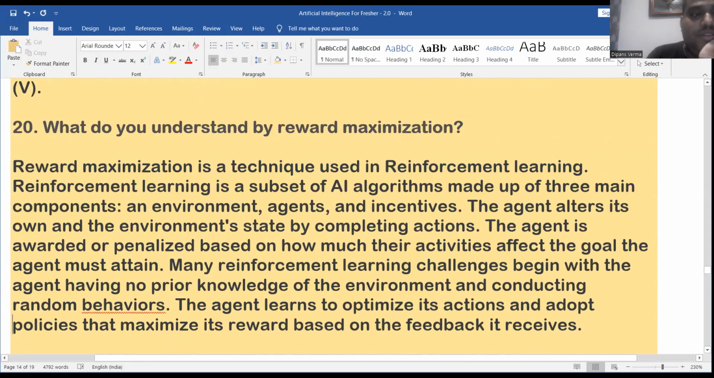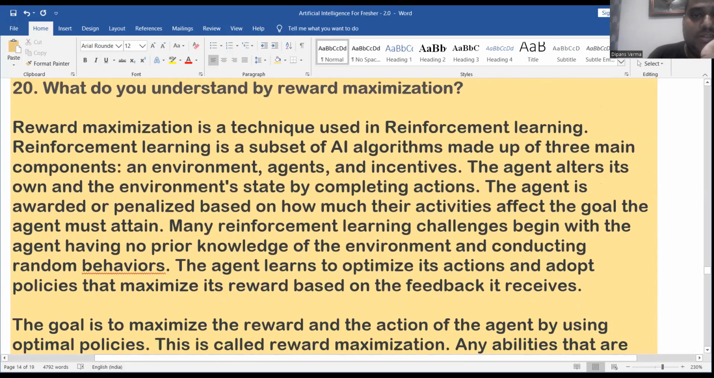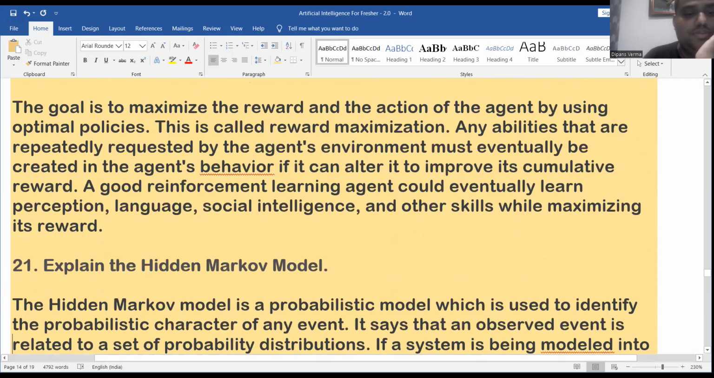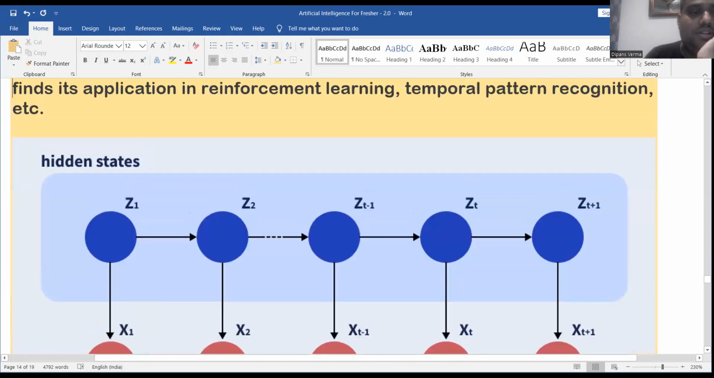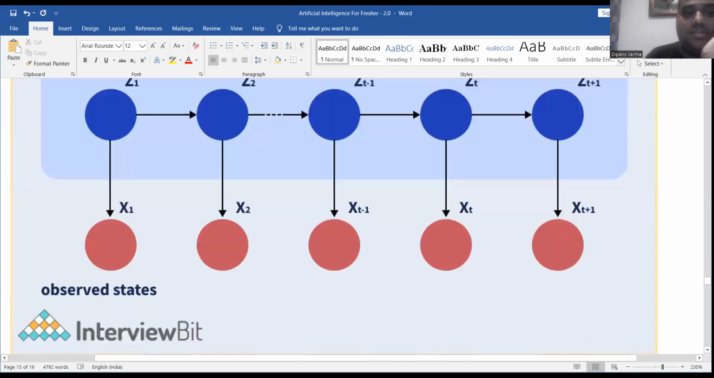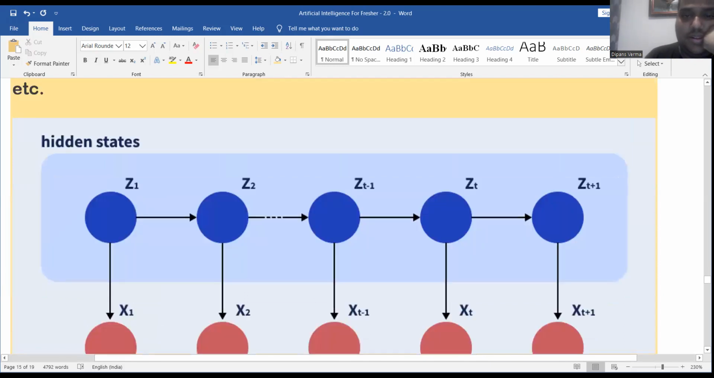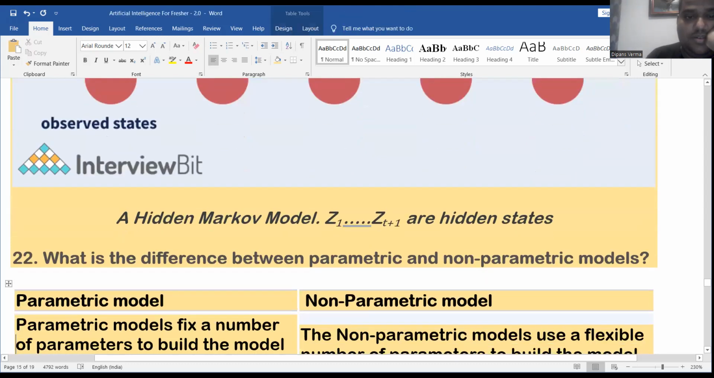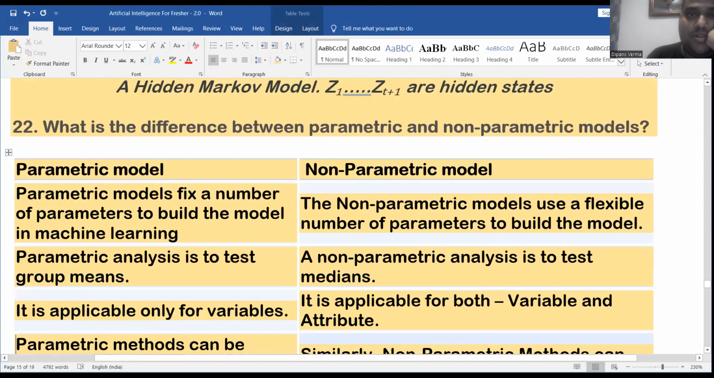What do you understand by reward maximization? That is a very simple question. I think we can skip this question. Hidden Markov model. This is the hidden state. Everybody should understand this. And we are trying to get some Z_{t+1}, hidden Markov model, hidden state.